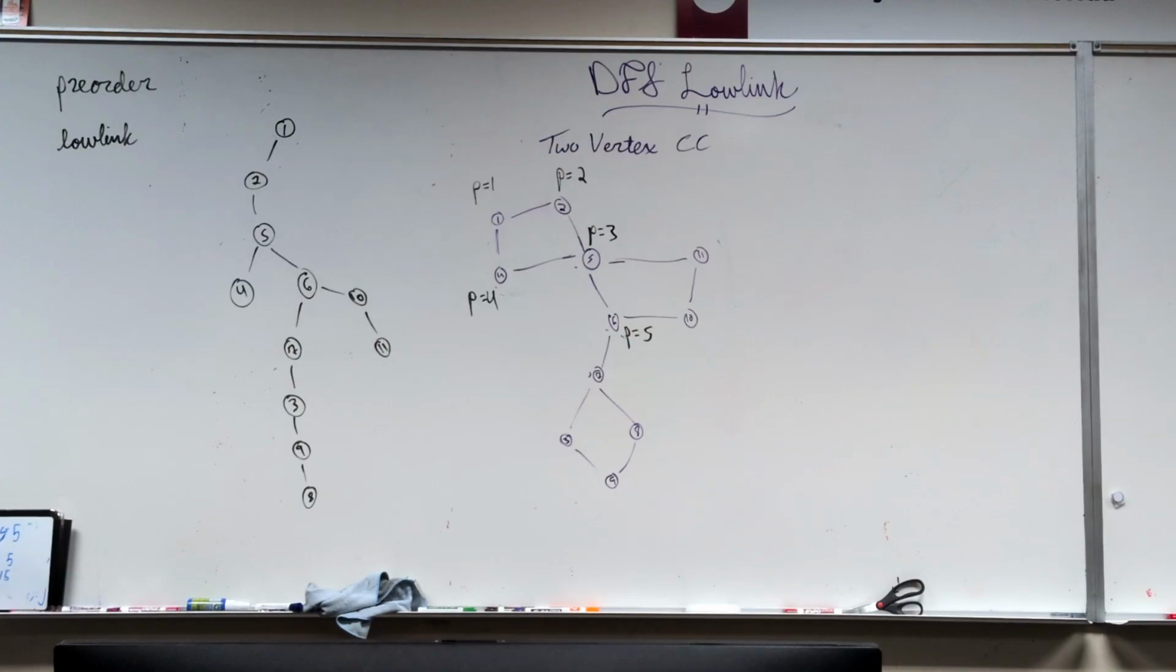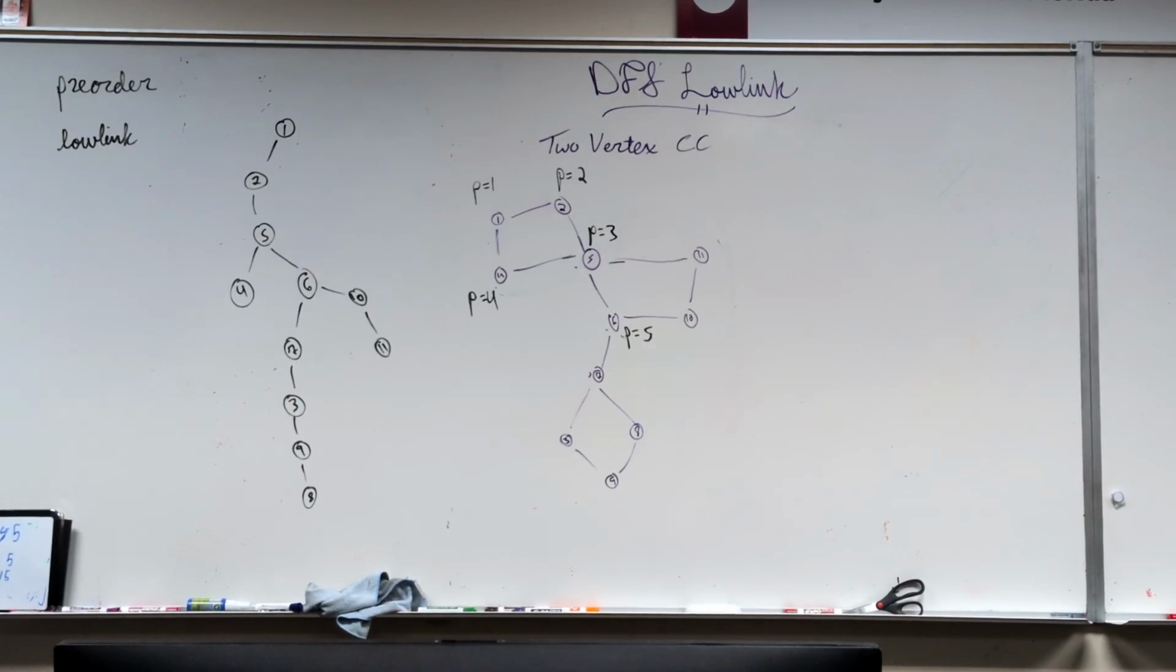Yes, Brigitte. Would the pre-order of 4 not be 1 because there's a back edge to 1 with pre-order 1? No, pre-order is just when did we enter this node in our DFS. So essentially we can view it as like when we're DFSing, keep a global timer. We will increment this every time we visit a new node, and whatever that time is when we enter that node becomes our pre-order.